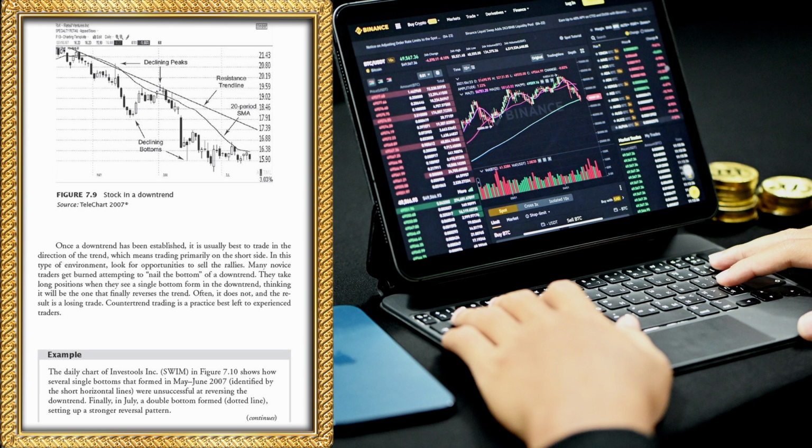Once a downtrend has been established, it is usually best to trade in the direction of the trend, which means trading primarily on the short side. In this type of environment, look for opportunities to sell the rallies.